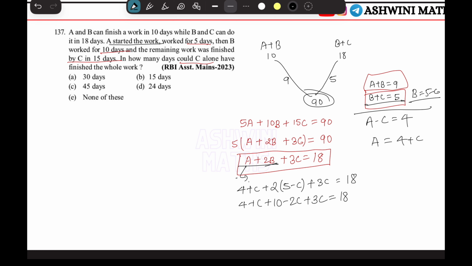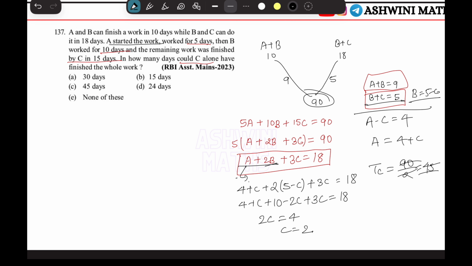Here 10 and 4 will be 14, and on that side it comes out to be 4, and that leads to 2C is equal to 4. So C comes out to be 2. So the number of days taken by C is equal to work, that is 90, divided by efficiency 2, which comes out to be 45.